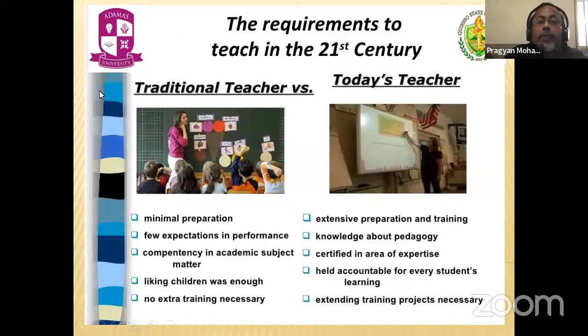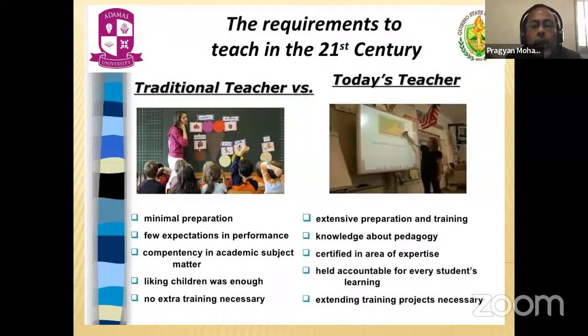The second aspect for the traditional teachers is that there are few expectations in the performance. It was not the thing where the teacher is able to develop a good learner. No, that was not the expectation from the traditional curriculum. What expectation? If the teacher is able to complete a particular topic and can make the student understand in such a way that they are able to give answers to the questions in the examinations, then it will be okay. That was the expectation for the teachers in the traditional framework.